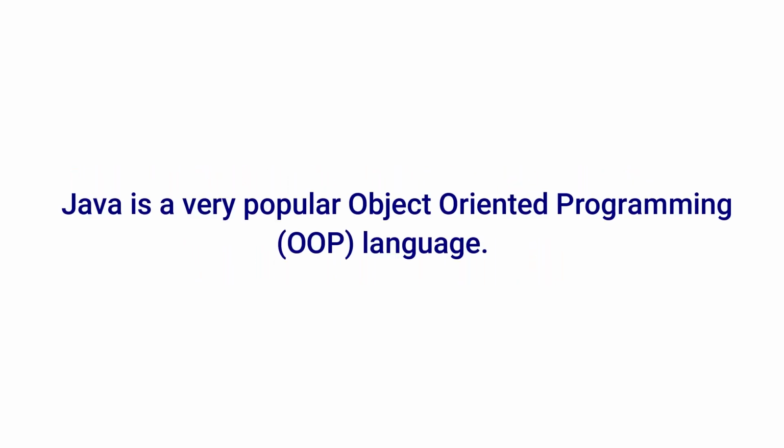What is Java? Java is a very popular OOP language. What do I mean when I say OOP? I mean object-oriented programming language. And if you want to know more about OOP, which is one of the programming methodologies or paradigms, you can go to my first video training, which has to do with introduction to programming. So Java is one of the very popular programming languages under OOP.